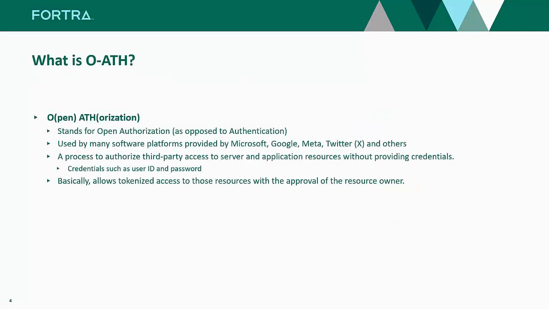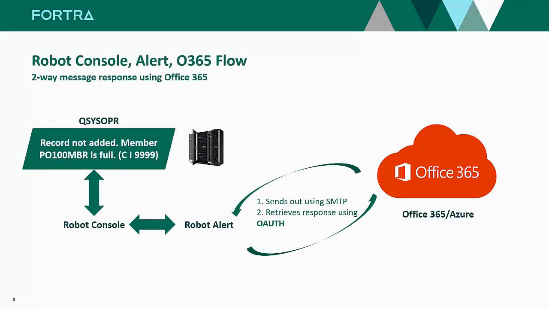Specifically, what we're going to talk about today is something called OAuth, and that is an authorization method for communicating with multiple vendor products, not just Microsoft, but Google and others. But we're going to specifically talk about OAuth and how it can be used to access a dedicated Office 365 account to retrieve an email, and specifically an email response to a message. So let's look at the flow between Robot Console, Robot Alert, and Office 365.